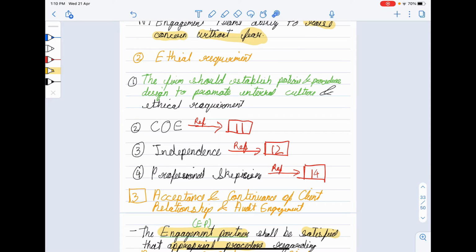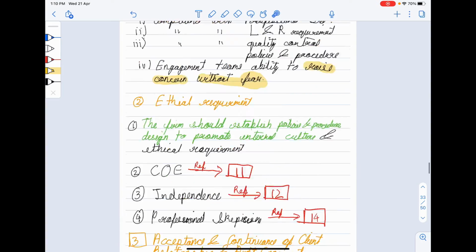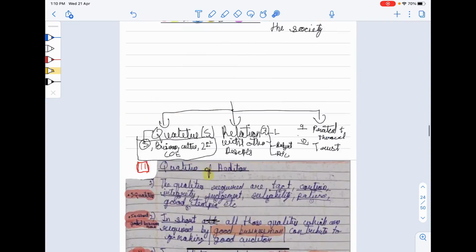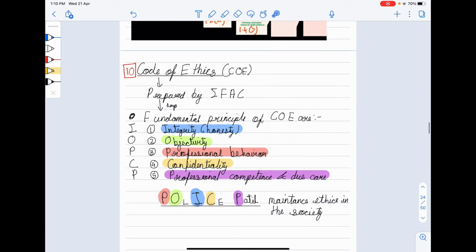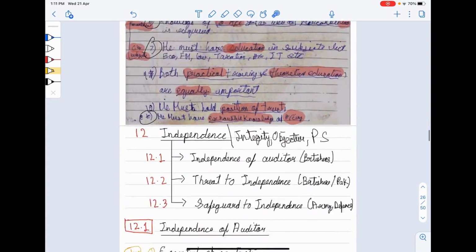So the firm should establish policy and procedure designed to promote ethical requirement. In ethical requirement, first we need to talk about the code of ethics, which we learned above. The code of ethics prepared by IFAC says that the fundamental principles are integrity, objectivity, professional behavior, confidentiality, and professional competence and due care.